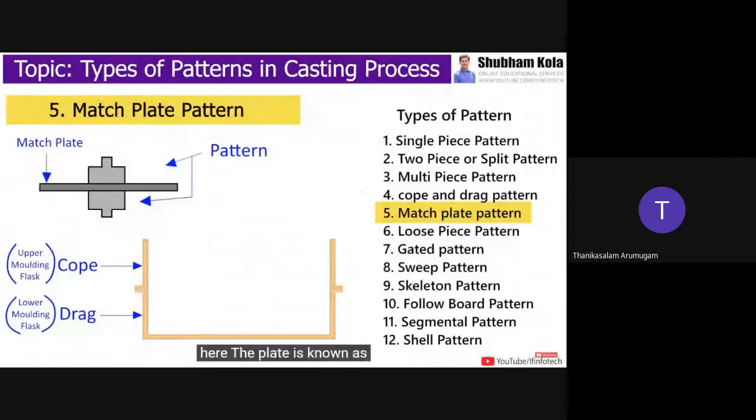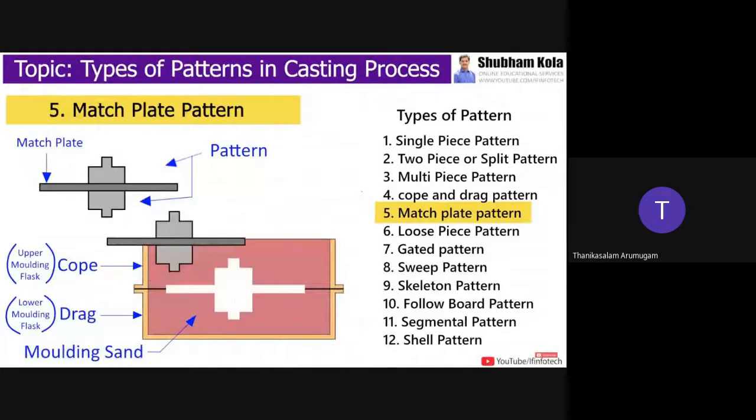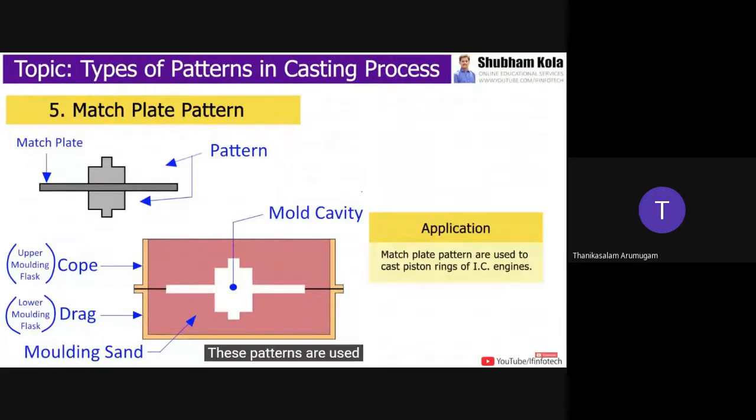Here the plate is known as match plate. This will make it easy to cast any shape with a high production rate. These patterns are used for mass production. The match plate patterns are used to cast piston rings of IC engines.